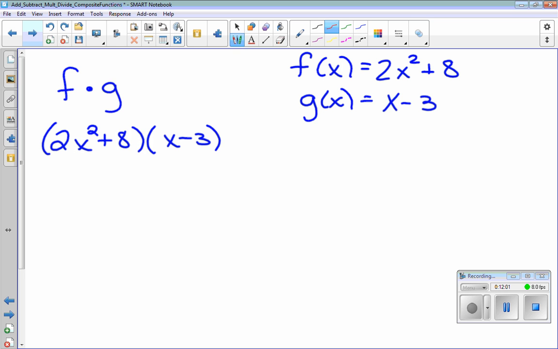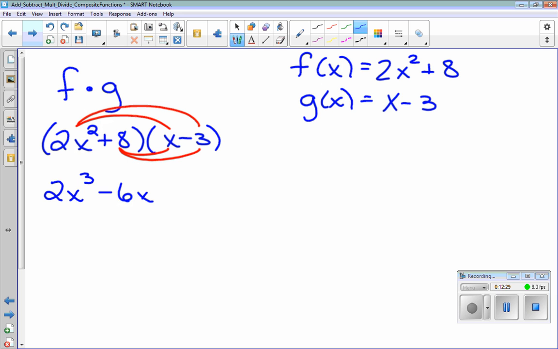So I'm going to take the 2x squared and distribute it. I'm going to take the 8 and distribute it. So let's do that. What is 2x squared times x? 2x to the third. What is 2x squared times negative 3? Negative 6x squared. What is 8 times x?